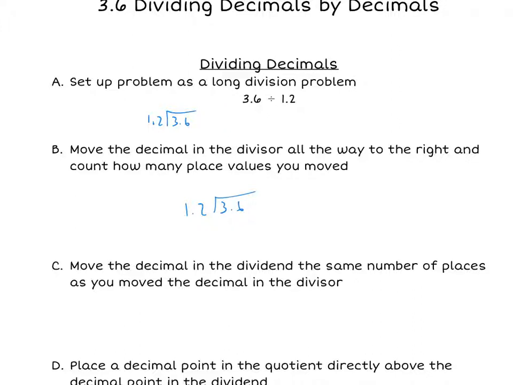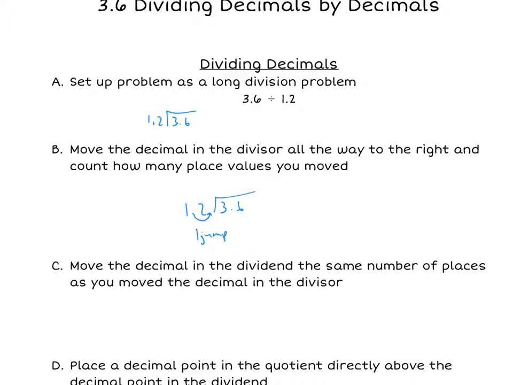and it says move the decimal in the divisor all the way to the right and count how many place values you moved. So my divisor's the number on the outside, and how many place values is it? How many steps? How many jumps did I make? One jump. So this is one jump. I did one jump there.